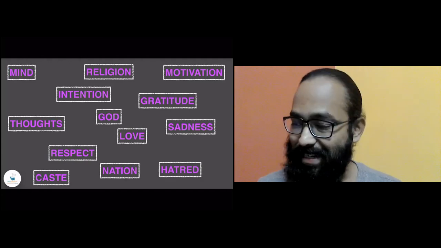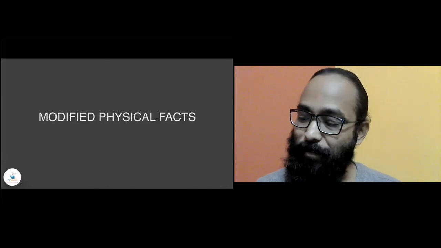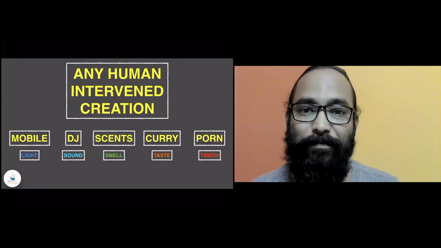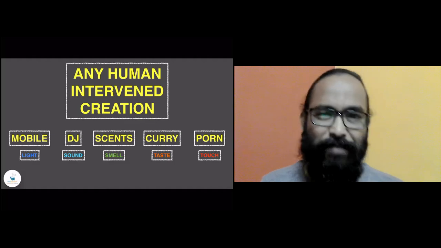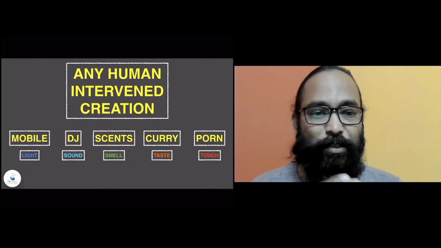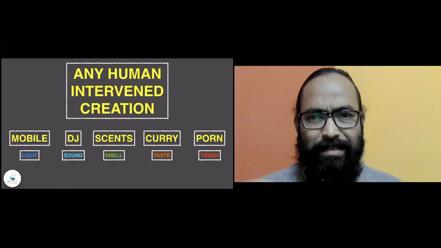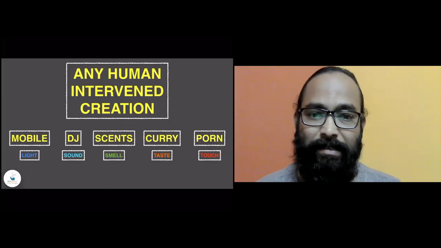We need to understand. Now, a few examples of the modified physical fact. Modified physical facts are any humanly intervened creation. So on those aspects, light, sound, smell, taste, touch, we have these 5 examples. There are n numbers of examples that can be shared. So mobile is the light source, which is humanly crafted. DJ, mobile or laptop screen, any screen or any artificial light. So DJ is a sound that is artificially crafted with ideas.